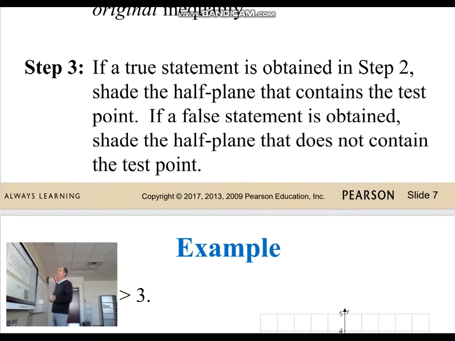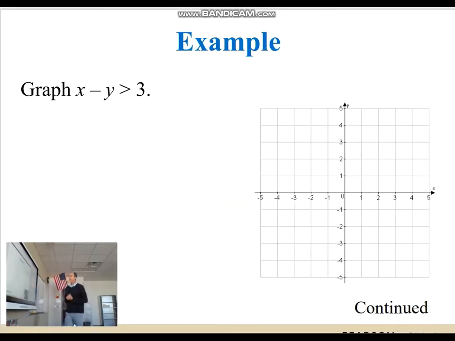Step number 3, if a true statement is obtained in step number 2, shade the half plane that contains the test point. If a false statement is obtained, shade the half plane that does not contain the test point. The first example is to graph x minus y greater than 3. Let's work the first step, which is to find the boundary. And the boundary is going to be this equation here, x minus y equals 3, right?